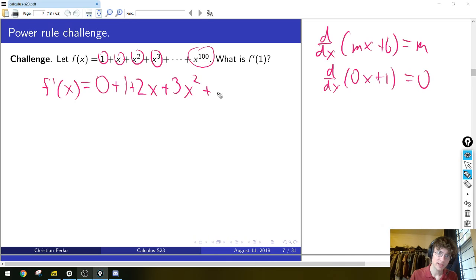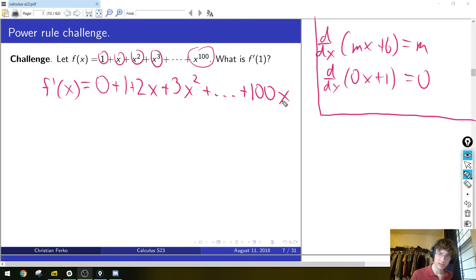Now, I'll put the dot dot dot in, but I think you know what goes in the dot dot dot, right? There'll be the derivative of x to the fourth, which is 4x cubed. There'll be the derivative of x to the fifth, which is 5x to the fourth, and dot dot dot. And then what's the derivative of x to the power 100? 100x to the power of 99.